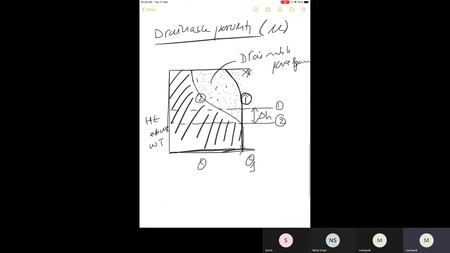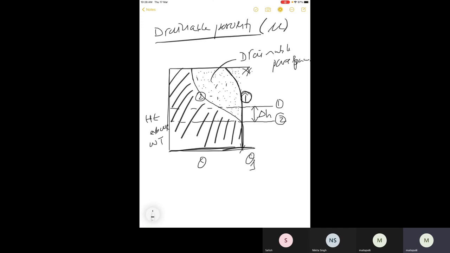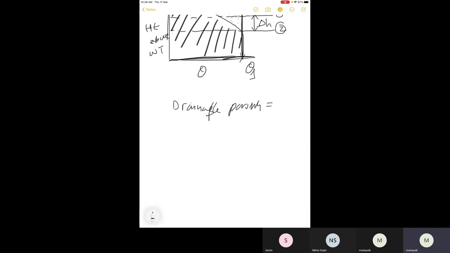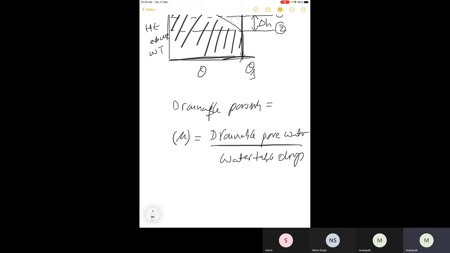Now let's find out what the drainable porosity is in that case. The drainable porosity is defined as the drainable pore water divided by the result of bringing the water table down from position one to position two. So this mu is equal to the drainable pore water divided by the water table drop, multiplied by 100, in percent.